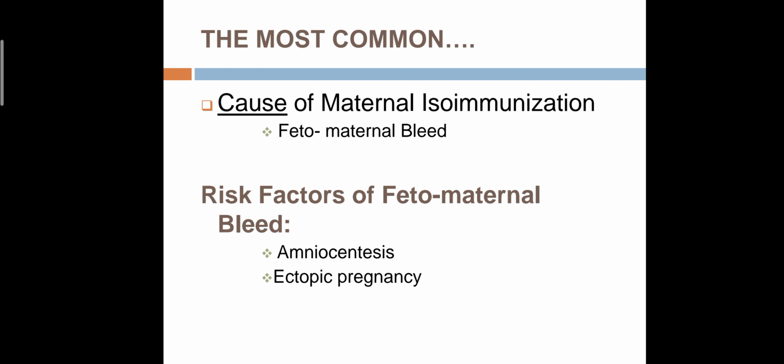What can cause isoimmunization? Feto-maternal bleed, okay, the mixing of the fetus's blood and maternal blood. And the risk factors of feto-maternal bleed, why is there a feto-maternal bleed? One is amniocentesis, one is ectopic pregnancy. These are the risk factors of feto-maternal bleed.